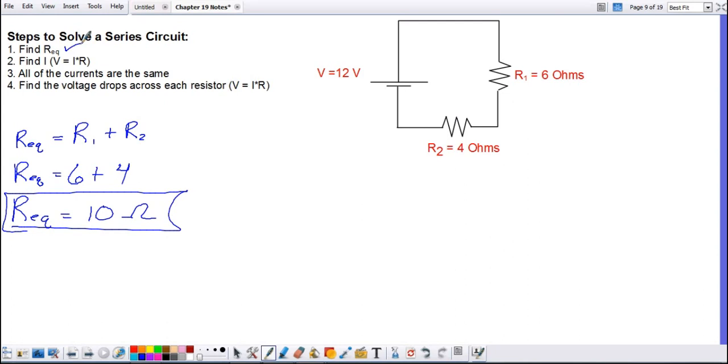Step 2 is to find the current at the battery. Okay? The equivalent resistance is the resistance throughout the circuit. So we're going to write that at the battery. The equivalent resistance is 10 ohms. And therefore, now we can determine the current at the battery using Ohm's law. So Ohm's law says voltage is equal to current multiplied by resistance.